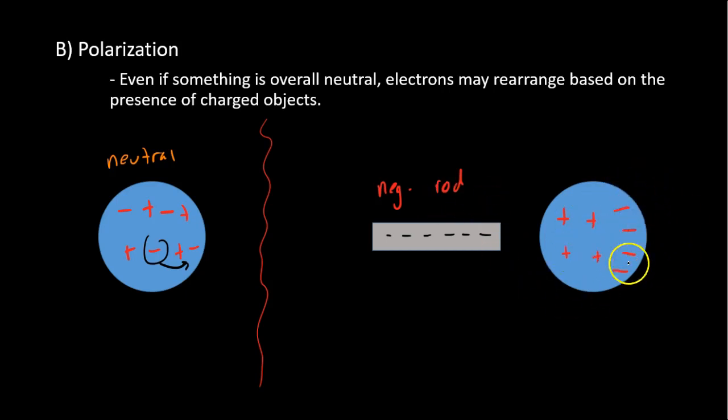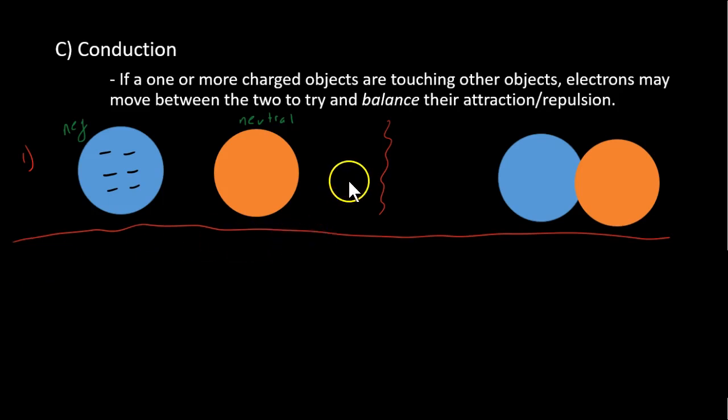Now notice that the right side is negatively charged, the left side is positively charged, but the overall charge is still neutral. It still has an even number of pluses or minuses. This is polarization. It's when something becomes polarized. The negatives go on one side and the positives that are left behind are on the other side. Okay, that's polarization. Next example, conduction.